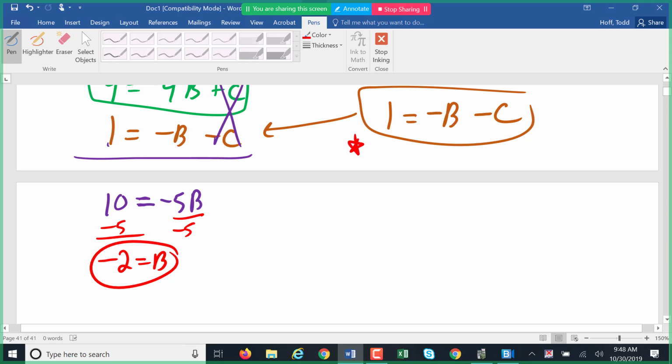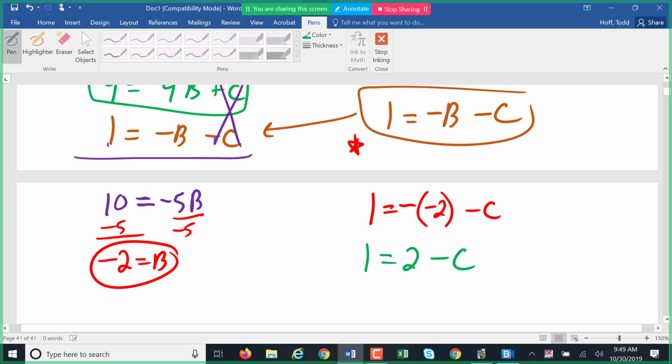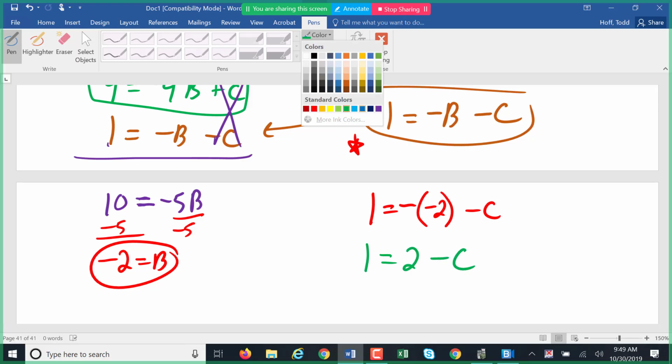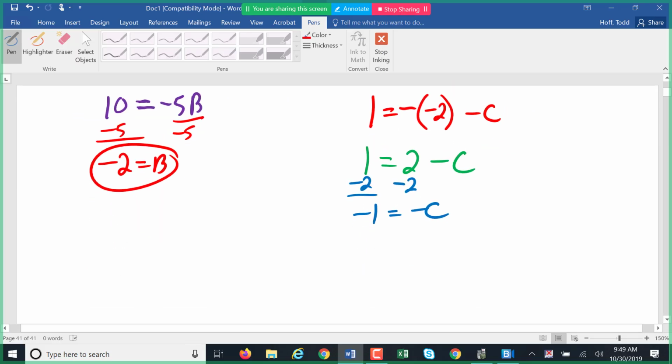Now I can go back over here and find out what c is. 1 equals negative b, which is negative negative 2, minus c. So negative negative 2 is a positive 2 minus c. And at this point, you can probably see that c has to equal 1, but let's finish solving it. We subtract 2, you get negative 1 equals negative c, and we divide by negative 1. You get 1 equals c.